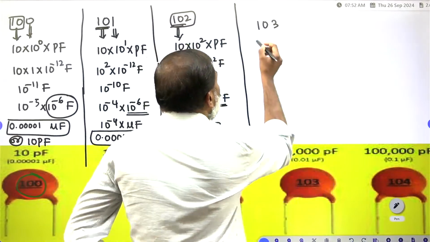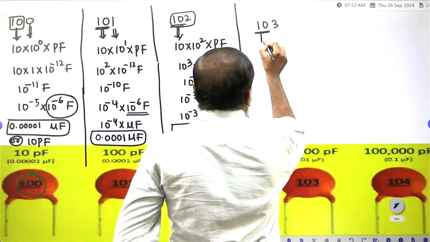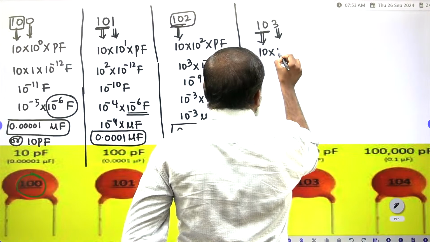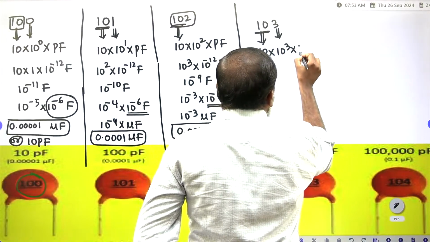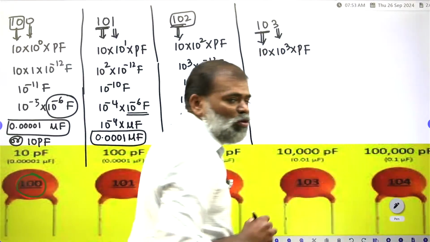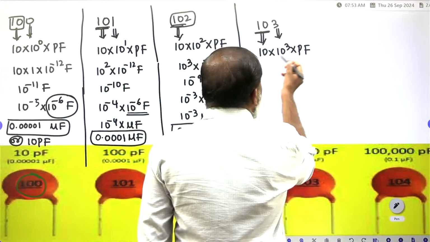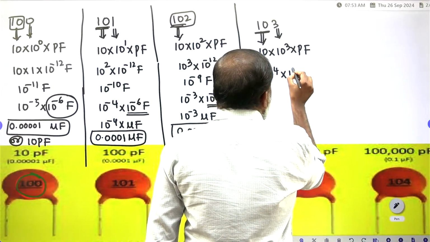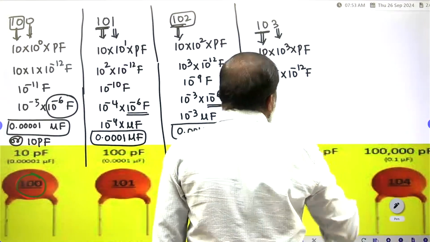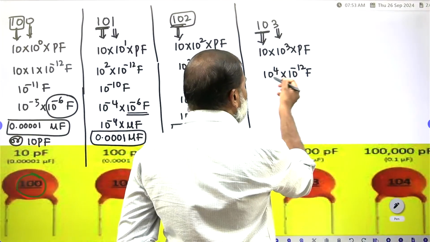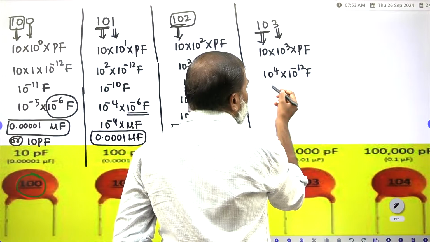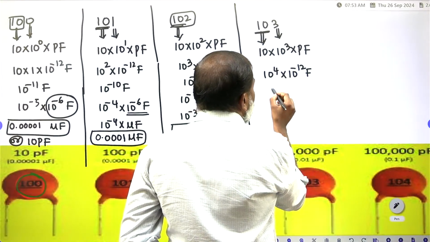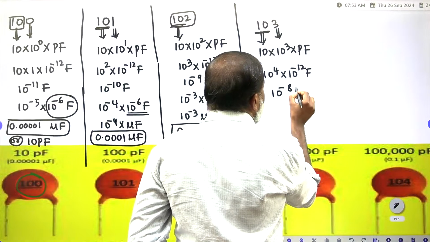Suppose if you have to take 103, 103 is there in the capacitance. How we have to write? First two digits you have to write 10 into, next you write the multiplier 10 to the power of 3 into, you have to multiply with picofarad, correct? Now 10 into 10 cube is equal to 10 to the power of 4. 1 pico is equal to 10 to the power of minus 12 farads, right? So 10 to the power of minus 12 into 10 to the power of 4 is equal to how much we are getting? So 10 to the power of minus 8 farads.